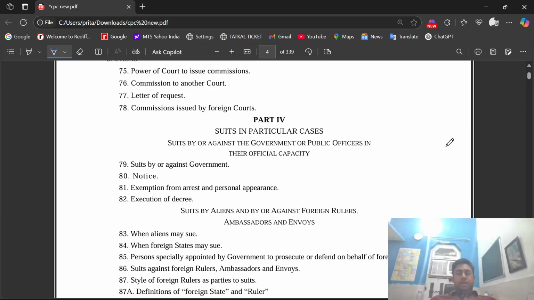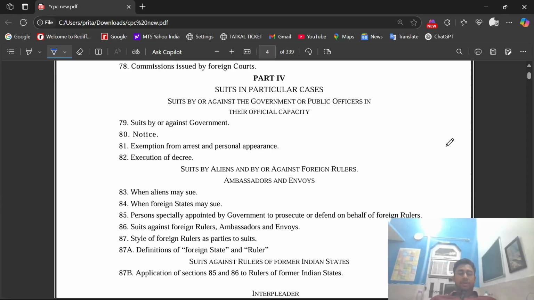Next part is part 4, suits in particular cases. Subheading is suits by or against the government or public officers in their official capacity. Section 79, suits by or against government. Section 80, notice. Section 81, exemption from arrest and personal appearance. Section 82, execution of decree.